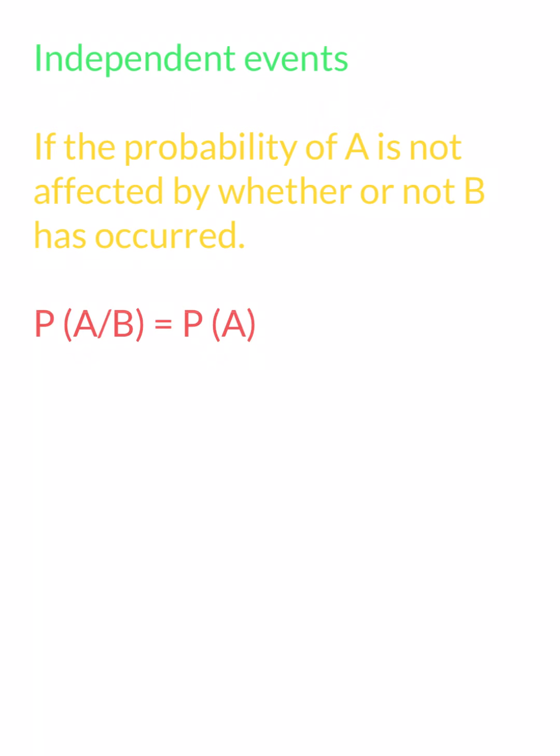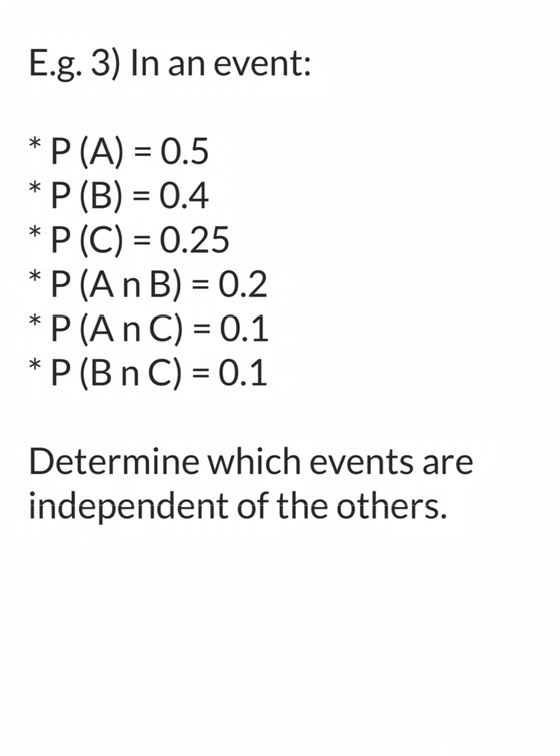So note with independent events, if the probability of A is not affected by whether or not B has occurred, then the probability of A given B is just equal to the probability of A. So let's look at some examples where events may be independent. Note these down. In an event, the probability of A is 0.5, of B is 0.4, of C is 0.25, A intersection B is 0.2, A intersection C is 0.1, and B intersection C is 0.1. We're going to determine which of these events are independent of the others.